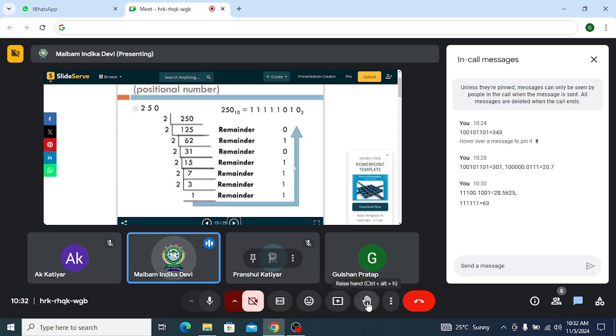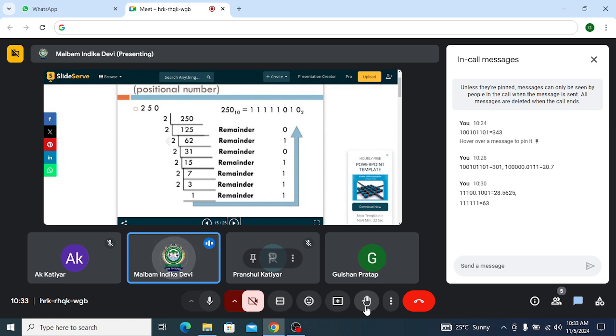Okay, now we are going to convert decimal to binary. So far we have done conversion from any number system to decimal. Now we are going to convert decimal to binary. If 250 is a decimal number and you want to convert it into a binary equivalent, this is the process. You divide 250 by 2, you get 125 as the quotient, and the remainder is 0.